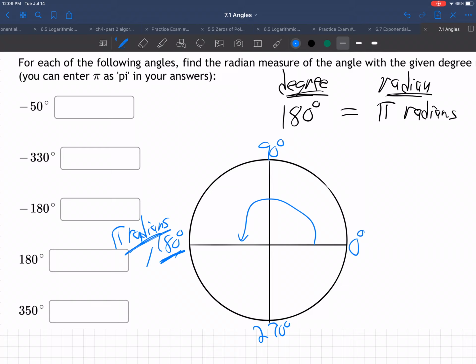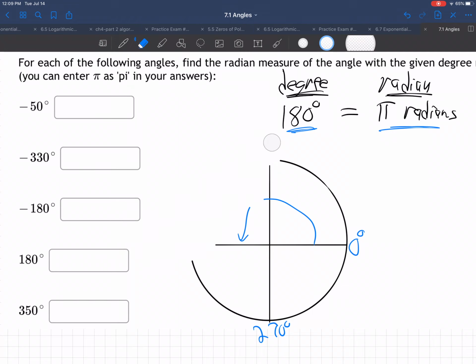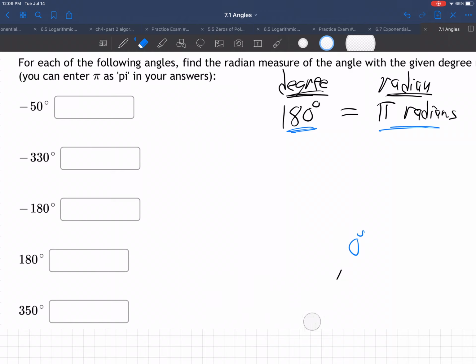So that's the connection we use. 180 degrees is the same as pi radians. So you don't need the circle. I maybe shouldn't even bother wasting your time drawing the circle. Let's do the problems. So this is all you need to know. 180 degrees is pi radians.